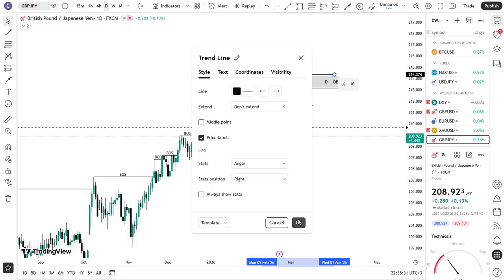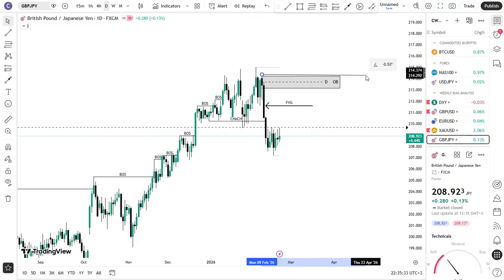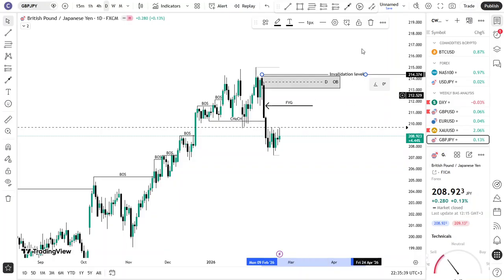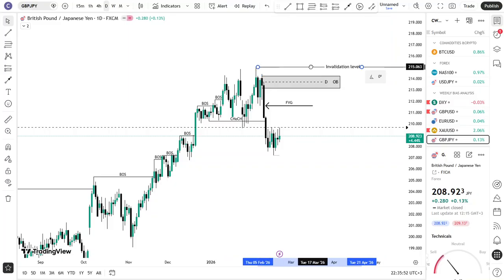So if price closes above this level, we are going to have this invalidation. This zone is going to be invalidated, so we will stop looking for sells and continue looking for buys. The reason why I'm saying that, no, it's actually here. This is the highest level. So if this level is invalidated, then we just stop looking for sells. We continue looking for buys.